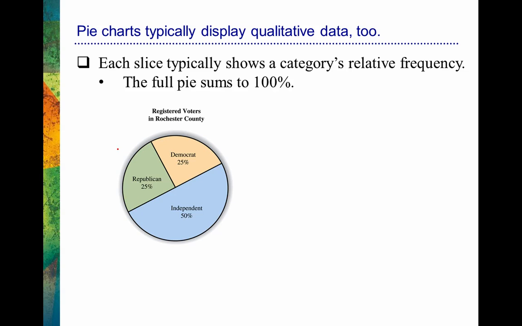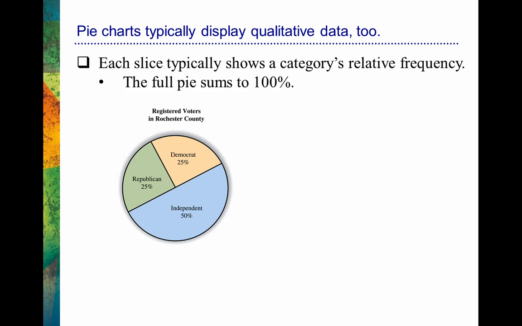Pie charts are really good at displaying qualitative data too. A pie chart is similar to a bar chart and the other charts we've talked about in terms of the type of data that it represents, but obviously graphically it's different. So now each slice is showing some category's relative frequency, typically. And when we're talking about relative frequencies, we're talking about the number of Democrats here relative to people overall. So the slice, of course, is going to be in proportion to the total pie.